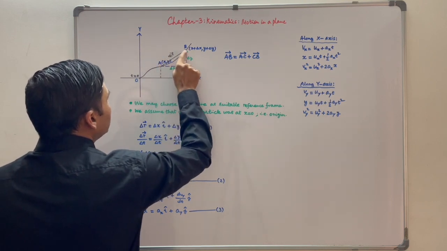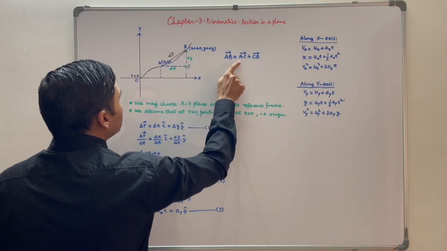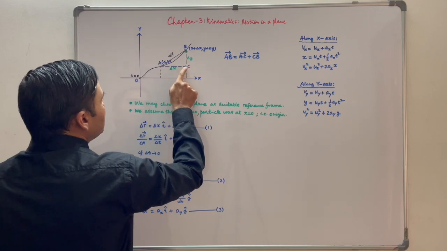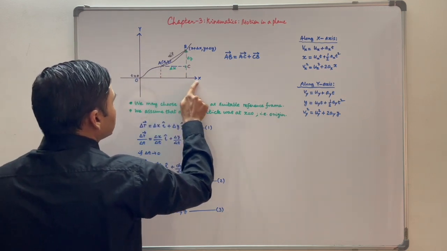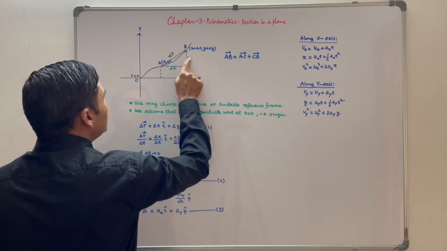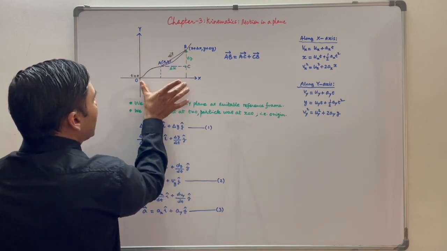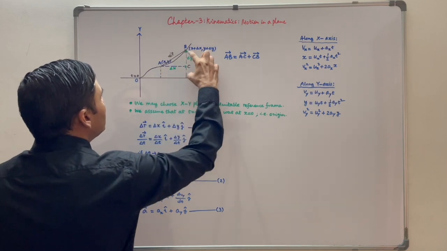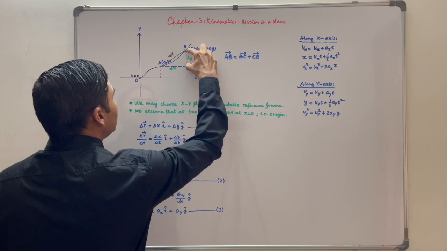Then vector AB can be written as vector AC plus vector CB as per the triangle law of vector addition. Vector AC is given by magnitude of AC into the unit vector along the x-axis. Vector CB is given by magnitude of CB into the unit vector along the y-axis. Magnitude of AC is x plus delta x minus x, that is delta x. Magnitude of CB is y plus delta y minus y, that is delta y.